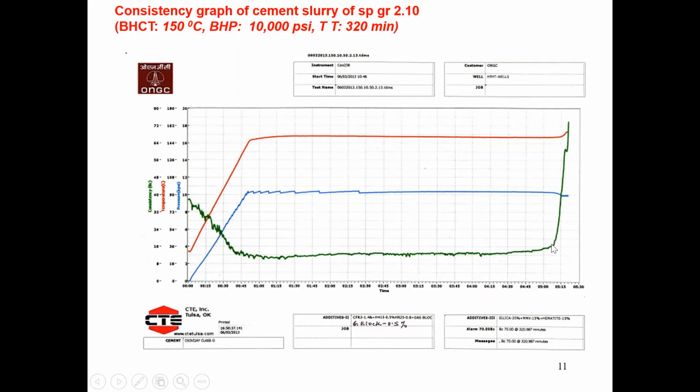This we call a right angle slurry. The ideal slurry is immediately pumpable here, and suddenly it should shoot up. Within no time, this is called the transition time, when it goes to 70 BC. The slurry should be liquid and suddenly it should set. The transition time is reduced when you use particle packing and a number of additives, which are added to achieve this design.